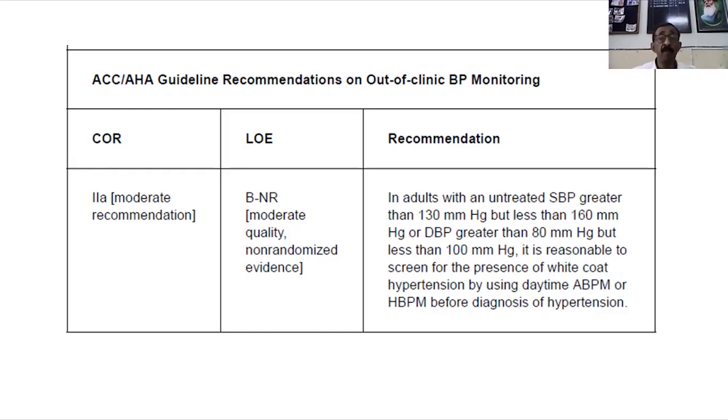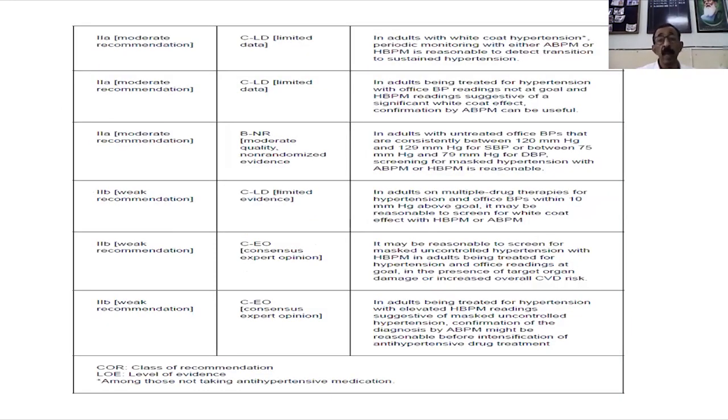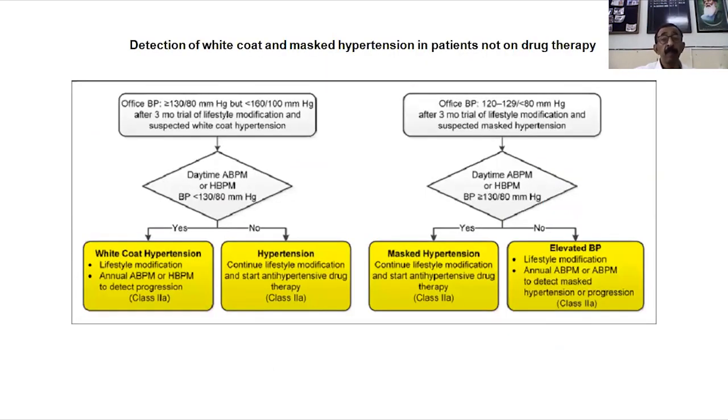So this group of subjects should be put to out-of-the-office or out-of-the-clinic BP monitoring, by ambulatory or by home monitoring methods. These are again some of the other recommendations. Now, this is a flow chart to show the detection of white coat and masked hypertension. And these are the patients who are not on drug therapy.